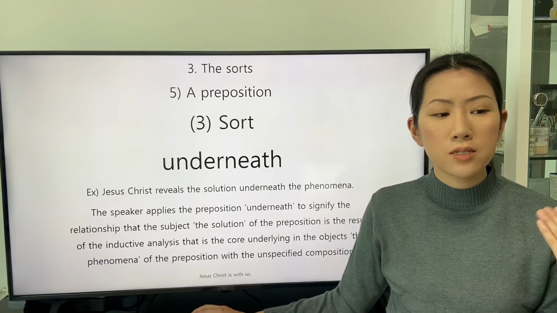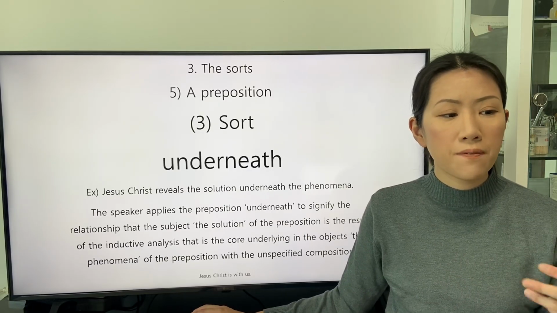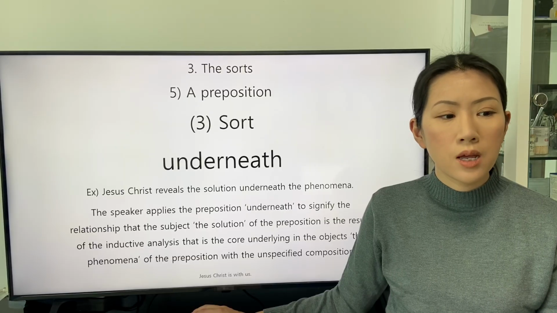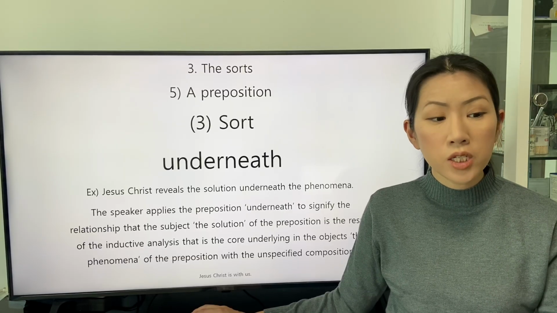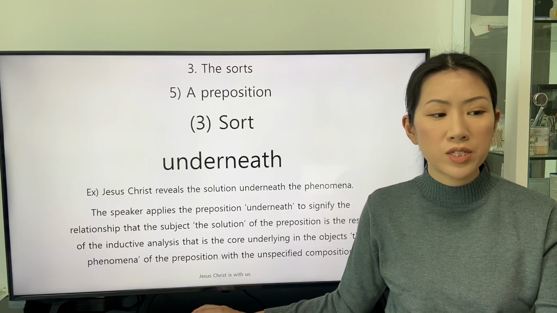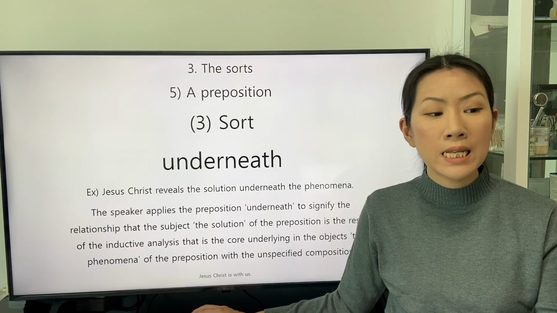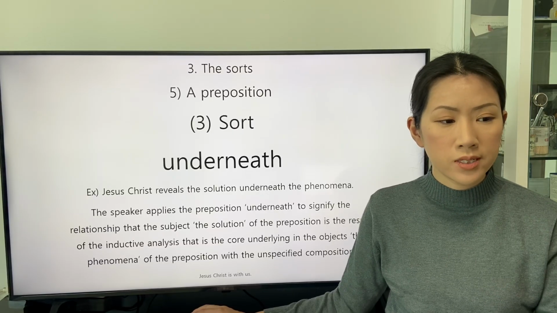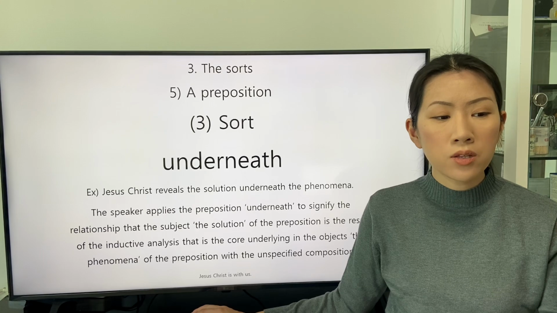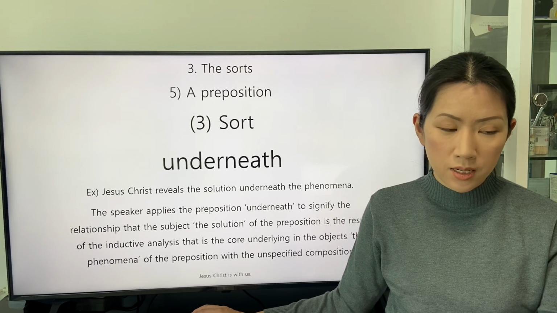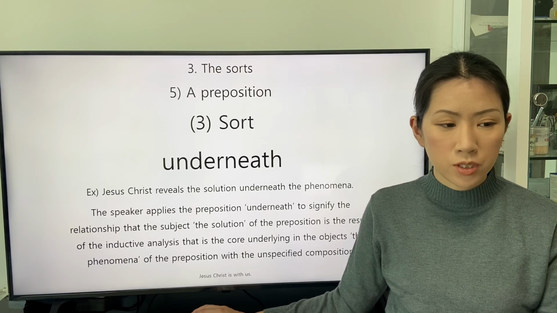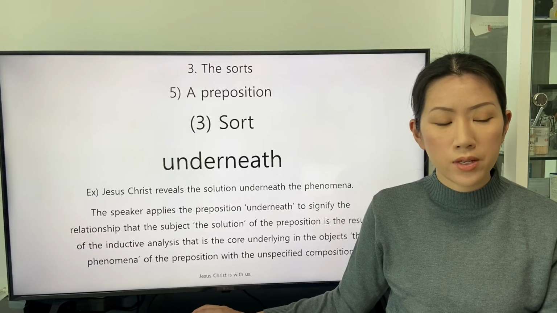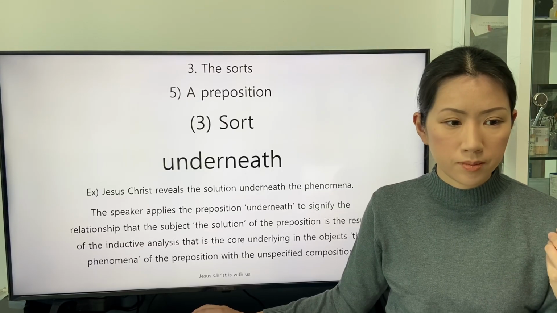The speaker applies the preposition underneath to signify the relationship that the subject, the solution of the preposition, is the result of the inductive analysis that is the core underlying in the object, the phenomena of the preposition with the unspecified composition.